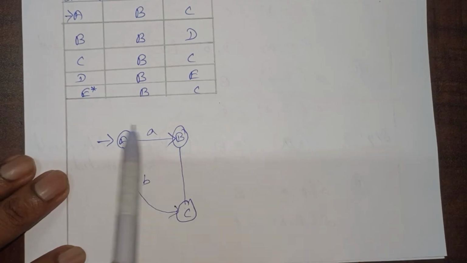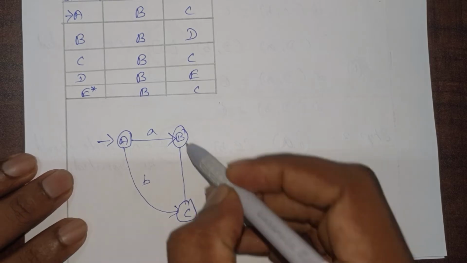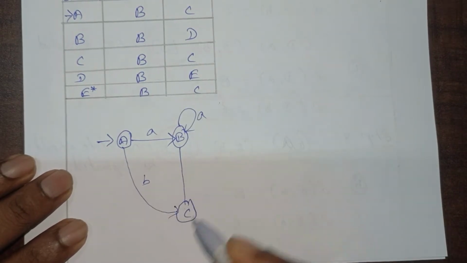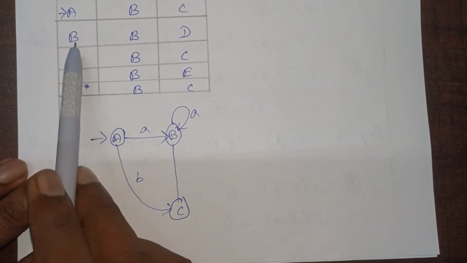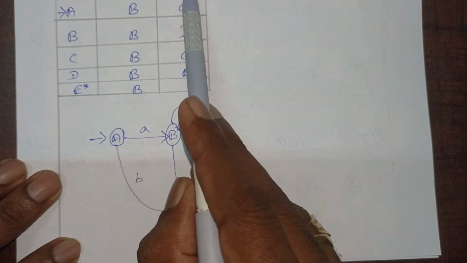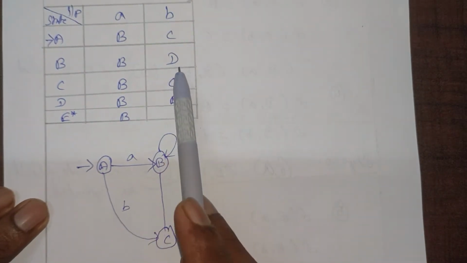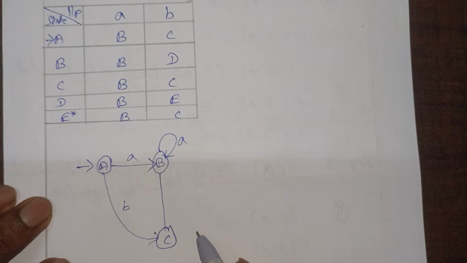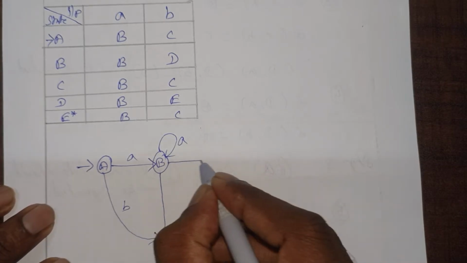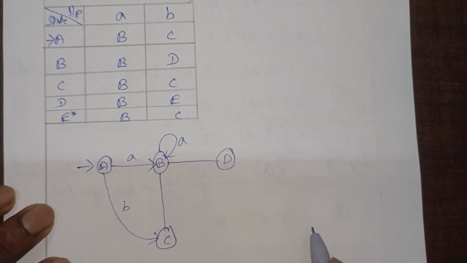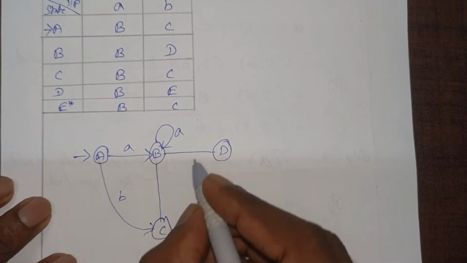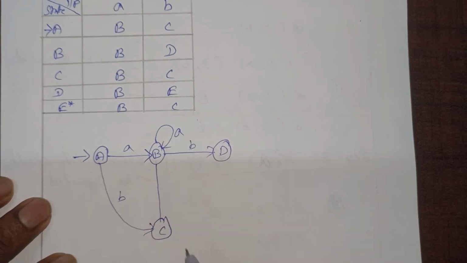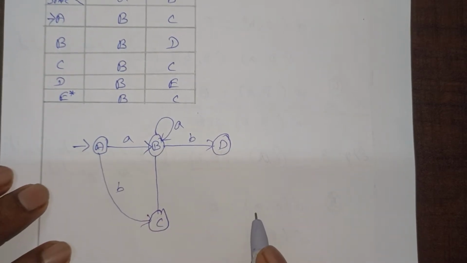Now you can see the second part. B is taking small a and it is reaching B, so it is reaching itself. The next thing is that state B is taking an input small b and it is reaching a destination called D. For comfort, I am drawing D here. You can construct in your own method and your own structure also. So B is taking a small b and reaching D.